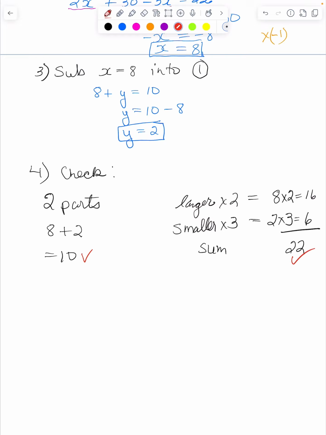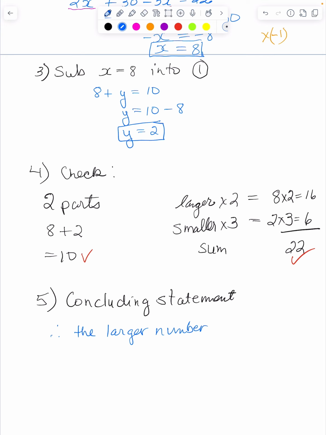And finally, the very last step is your concluding statement. And your concluding statement is, therefore, the larger number is 8 and the smaller number is 2. And that's it. Finished.